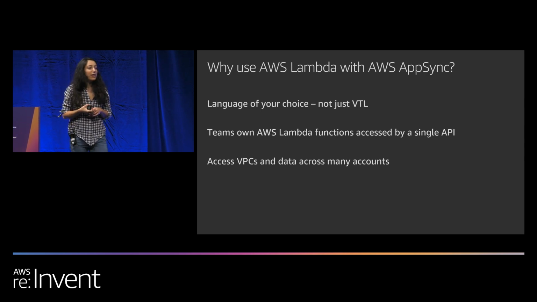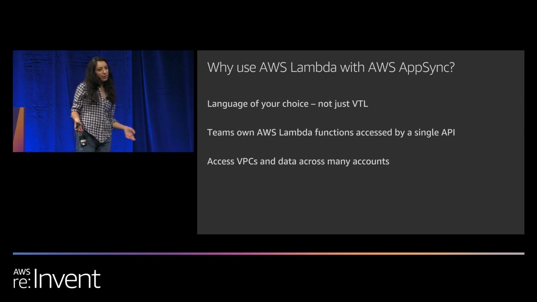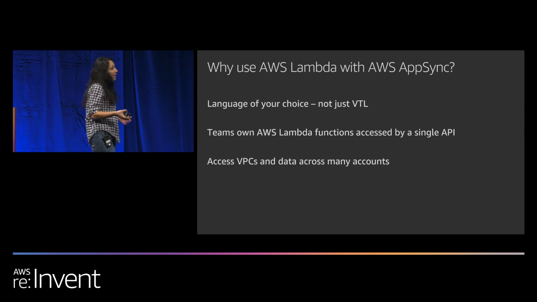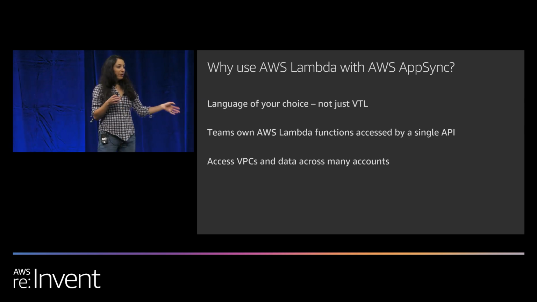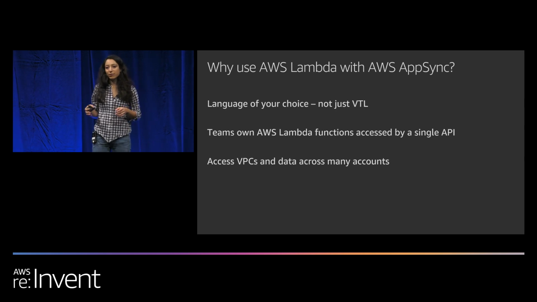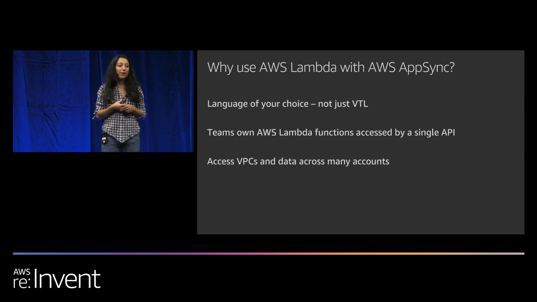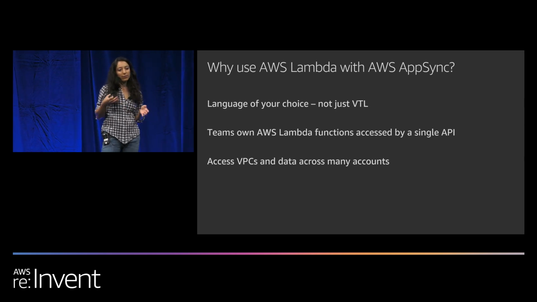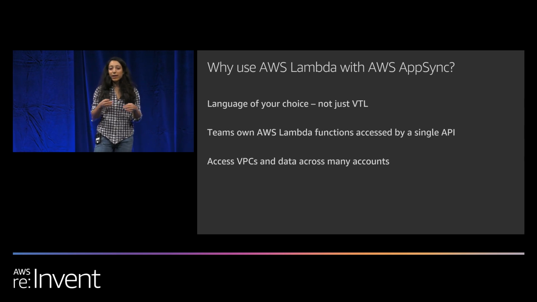Another advantage is for you to be able to separate ownership. For example, if you have multiple teams that own different resolvers and different logic in your APIs, you can have these teams own and ship their own Lambda functions. And they can still be accessed by the same API and the same interface.